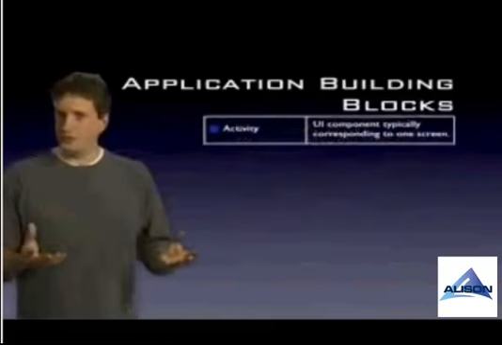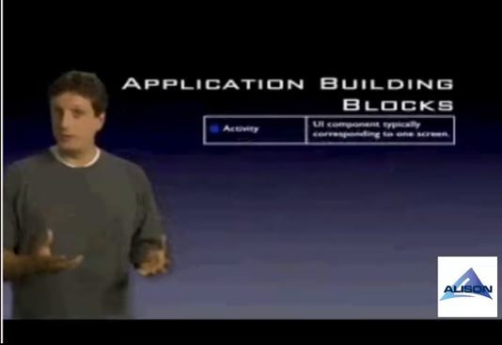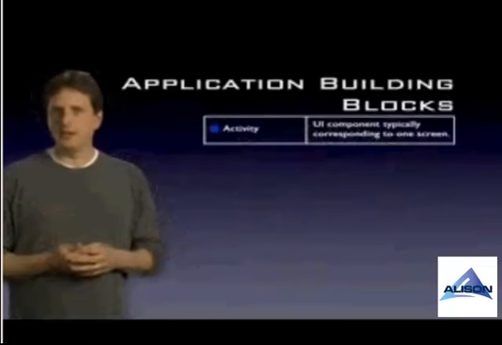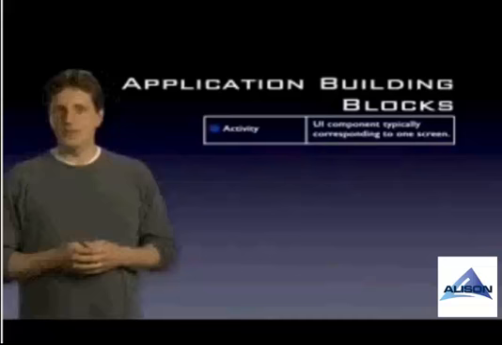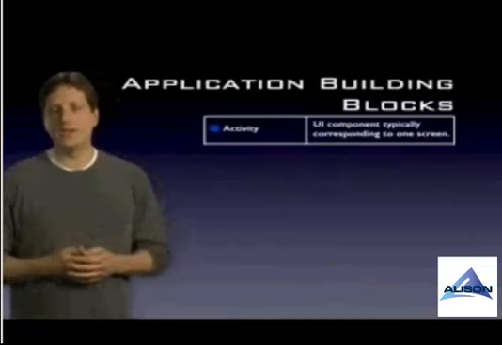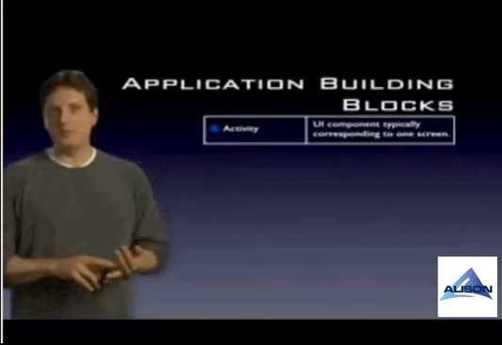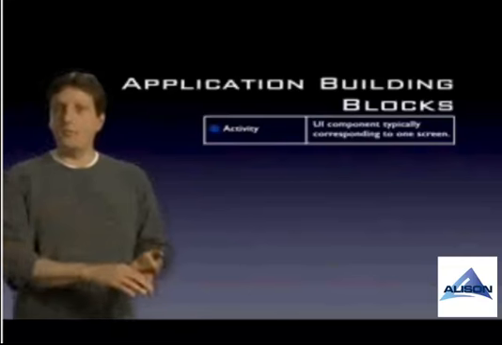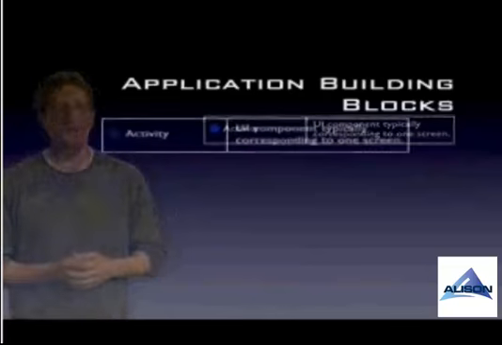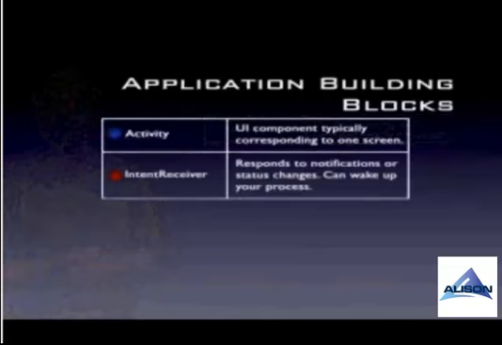An activity is essentially just a piece of UI, typically corresponding to one screen. So if you think of something like the mail application, that would be decomposed into maybe three major activities: something that lists your mail, something that shows you an individual mail message, and a compose screen to put together an outgoing email. An intent receiver is something different.